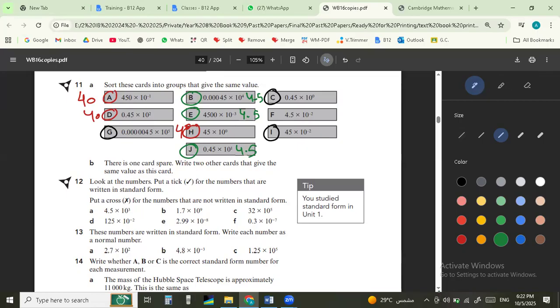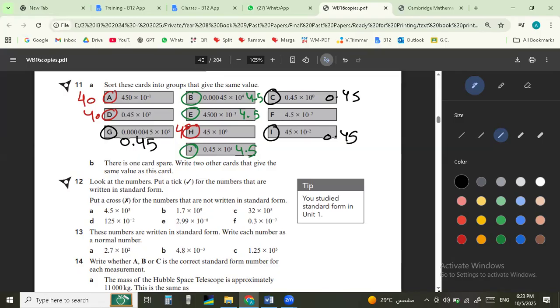The last group is going to be G, C, and I. And here, all three of them are going to be exactly the same, equal to 0.45. This is going to be also 0.45. This one is multiplied by 10 to the power of 0, which is multiplied by 1. So it's going to be 0.45. And the last one here is also 0.45.